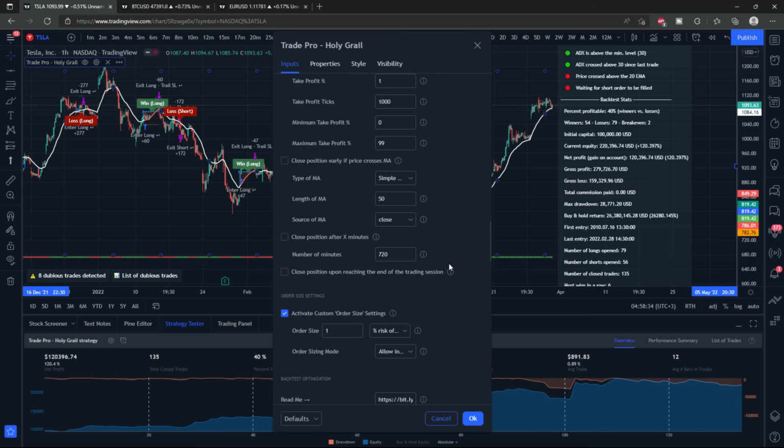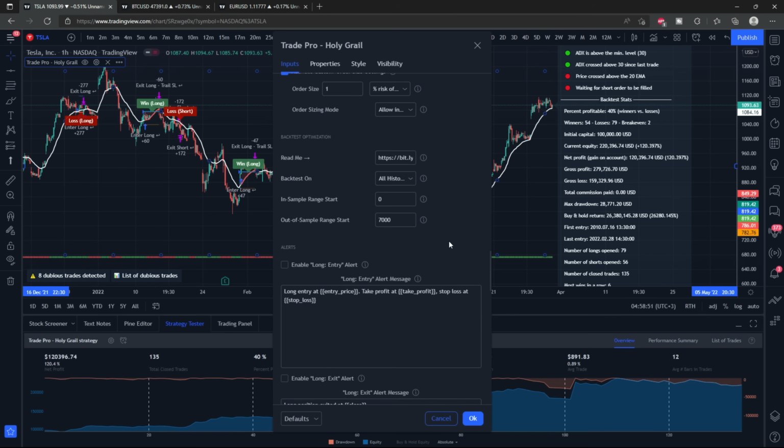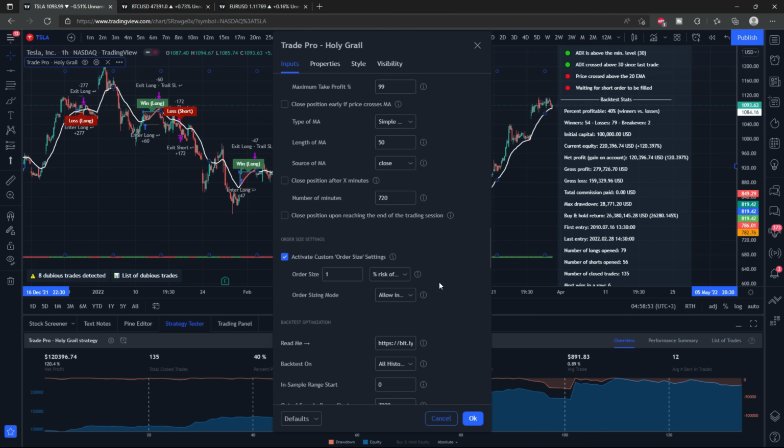And then some of the other things down below we have gone over in other videos, such as closing a position early if price crosses a certain moving average, closing a position after a certain number of minutes, closing a position upon reaching the end of the trading session. And then down below, this kind of concludes this section of the video here.